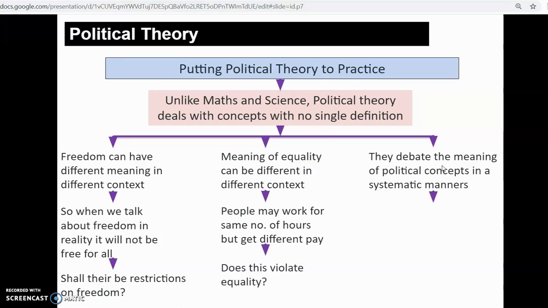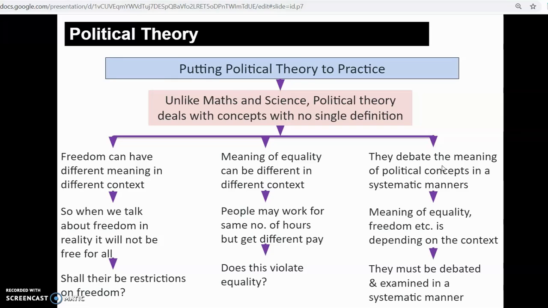And these debates and discussions have already happened in a systematic manner. Because of this, we came to the conclusion that political theory is a more complex and a more comprehensive issue. It needs a wider approach. You can't put any theory in a narrow zone, right? You must examine each and every theory in a systematic manner.